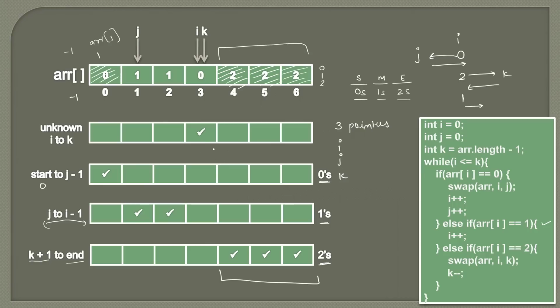Now only one element is unknown. So in the next iteration, I is still equal to k and array of I is 0. So we'll simply swap this 0 with the jth element here. So 0 comes here, 1 comes here. This is the proper place of 0. So we increment j. And as we have placed 1 here, we have also seen that whenever we encounter 1 at the ith position, we simply move ahead. So we are also moving I ahead. So I comes here and j comes here.